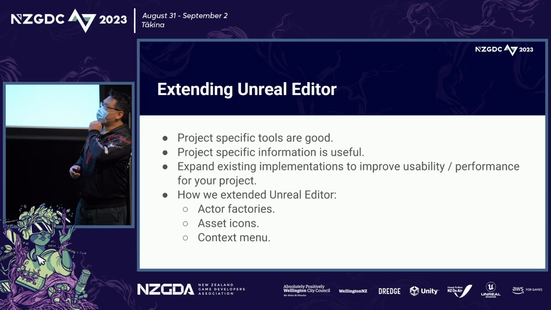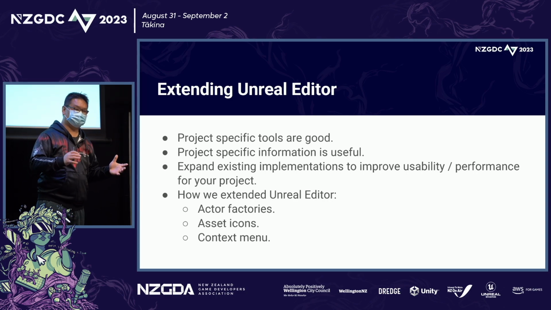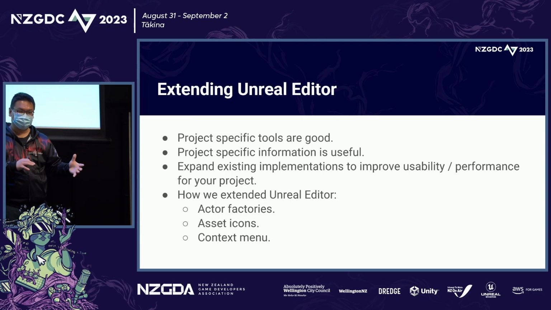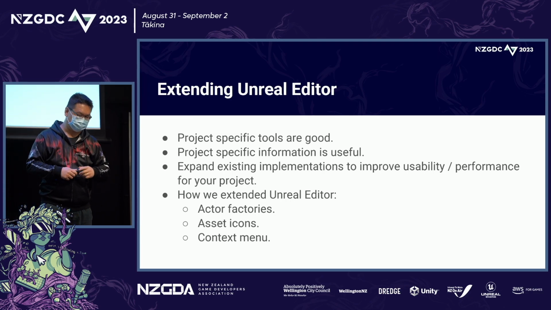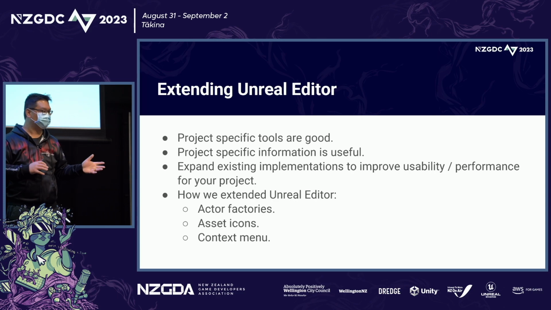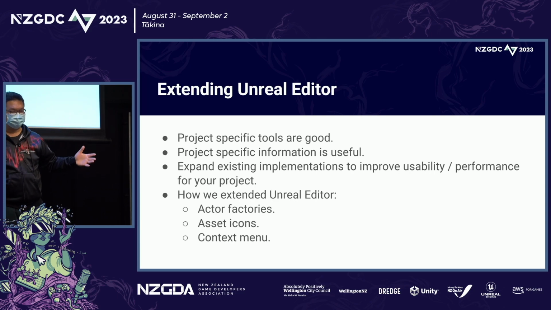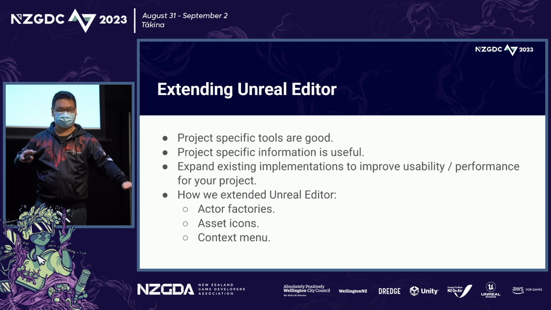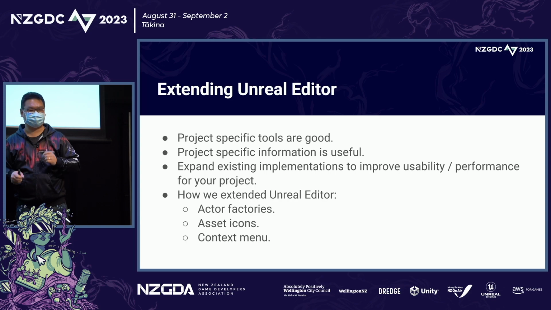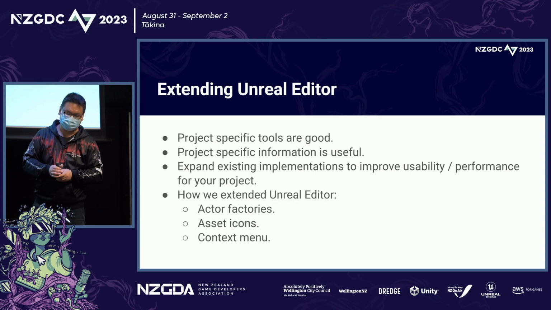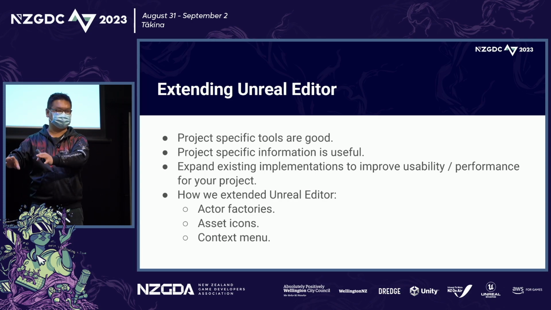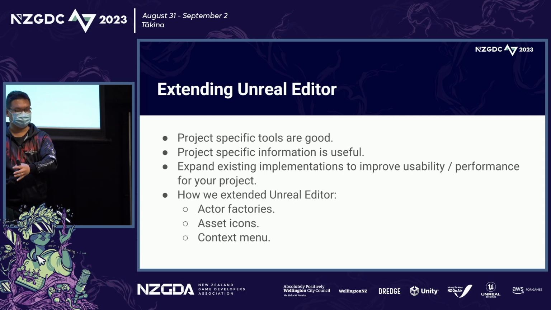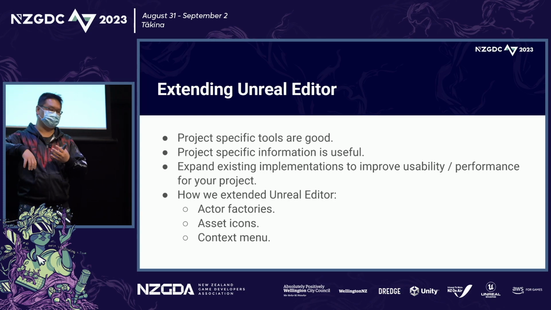You can also expand existing implementations to improve usability and performance as well. Another example is in our game, an open world survival game, or actually our second game was a battle royale game, and it was also open world, and we wanted to have lots of items spawn everywhere, right? And we didn't want to have to manually place all of these items down. And so what we did was we created an actor factory that would spawn the items that you saw on the ground, but we also wanted to randomize it as well.